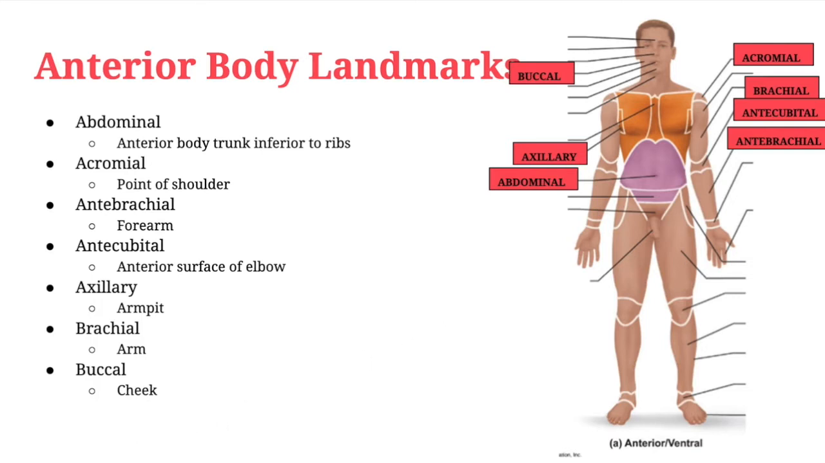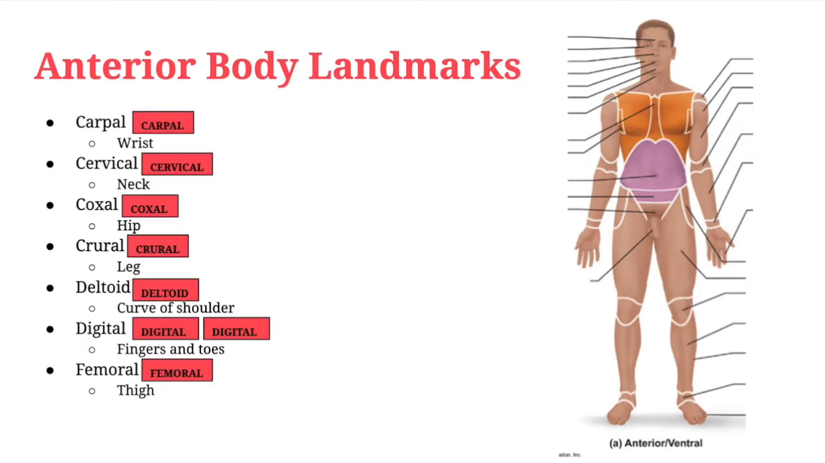If we move on, I'm just giving these to you alphabetically. Our next landmark is carpal. Carpal refers to the wrist. If you've ever heard of someone getting carpal tunnel syndrome, that's an issue with the nerve in their wrist. So carpal refers to the wrist. If we look right here, we have that label line pointing to the wrist.